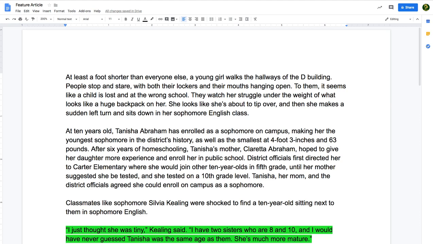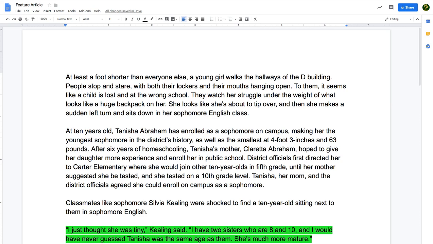At least a foot shorter than everyone else, a young girl walks the hallways of the building. People stop and stare, with both their lockers and their mouths hanging open. To them, it seems like a child is lost and at the wrong school. They watch her struggle under the weight of what looks like a huge backpack. She looks like she's about to tip over, and then she makes a sudden left turn and sits down in her sophomore English class.